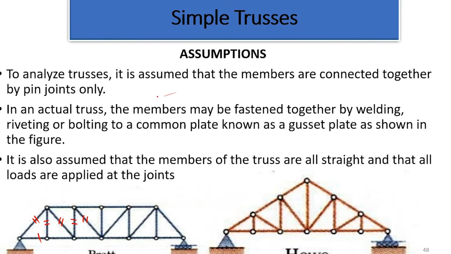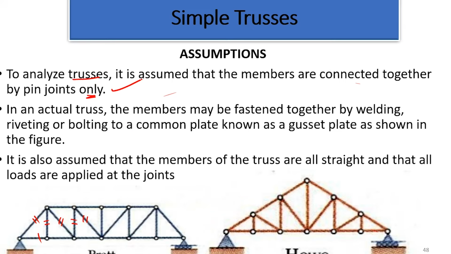So what are the assumptions? First, to analyze trusses, it is assumed that the members are connected together by pin joints only. Are we good? So we analyze trusses in a way that we assume that the joints are only pin jointed, no roller at the joint. At the joint, check, every joint is pin what? A pin joint. That's the first assumption.